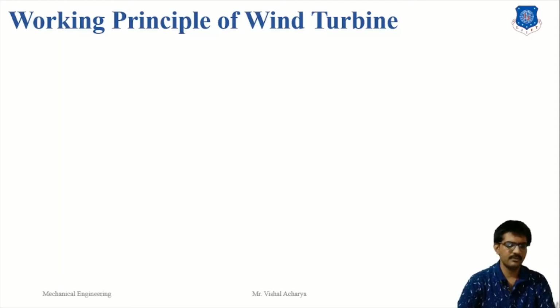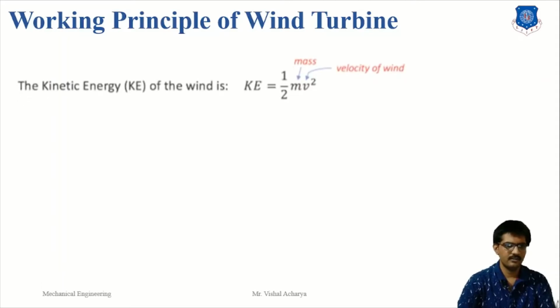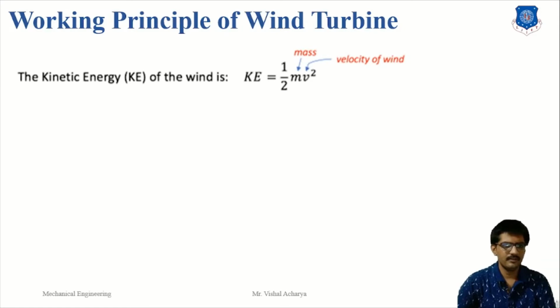The working principle of wind turbine. Here the main thing is we use the kinetic energy of the wind. Kinetic energy is equal to 1/2 mv squared. Here m is equal to the mass of the air and v is equal to the velocity of the wind at that location.